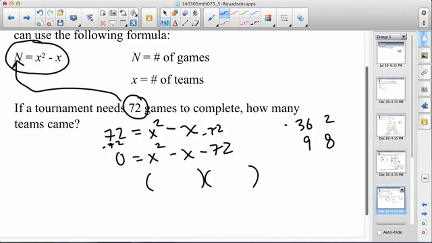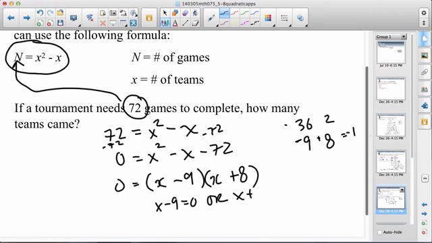So the biggest one I'm going to make negative, and this one positive. This times this is negative 72. This plus this is a negative 1, and that's what I'm looking for. So I'll have my x, and that'll be a minus 9 and a plus 8. Now in solving that, this is all equal to 0. 0 property, this times this equals 0. So x minus 9 is 0, or x plus 8 is equal to 0.